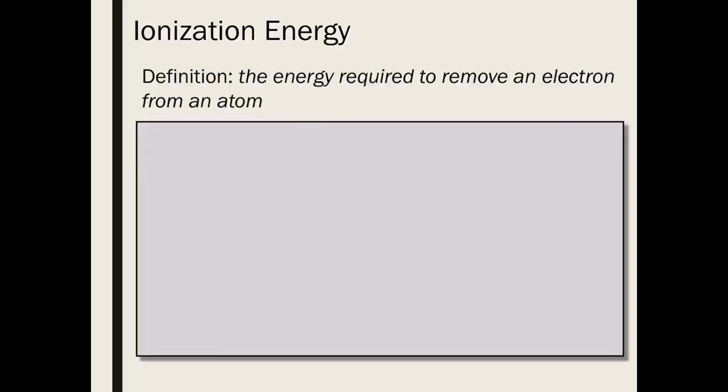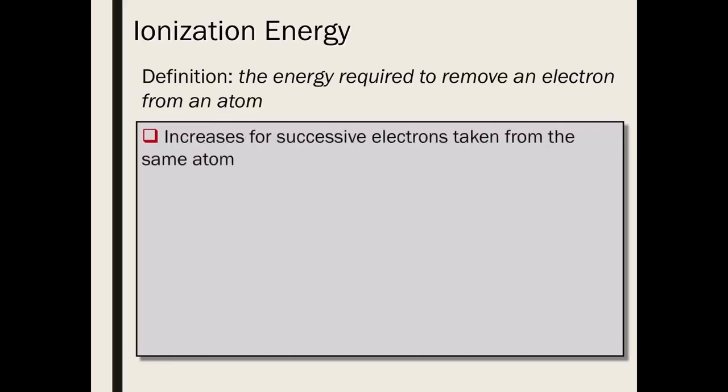So the next trend we are going to talk about today is ionization energy. Ionization energy is the energy required to remove an electron from an atom. So it's how much energy it takes to pull off a valence electron, one of those electrons from the outer shells. We're not going to remove core electrons. They always come off from the outside first.